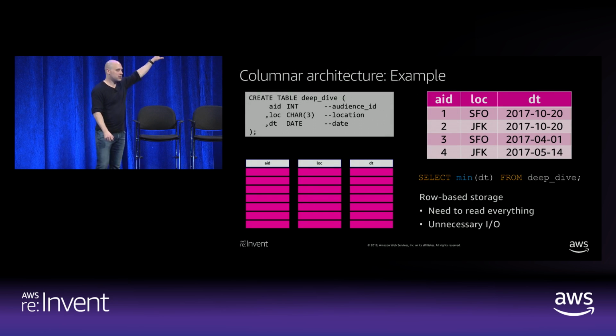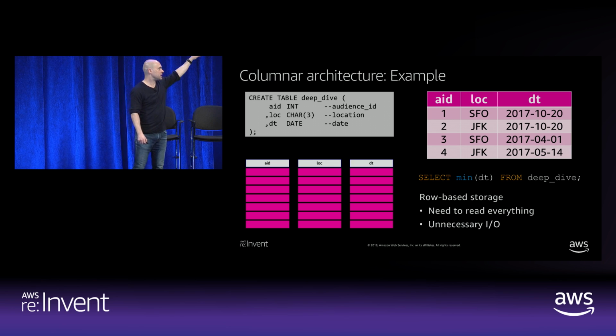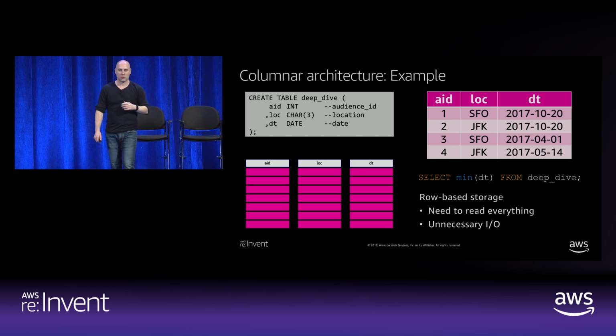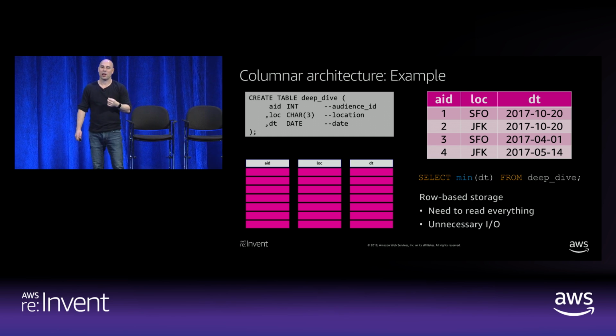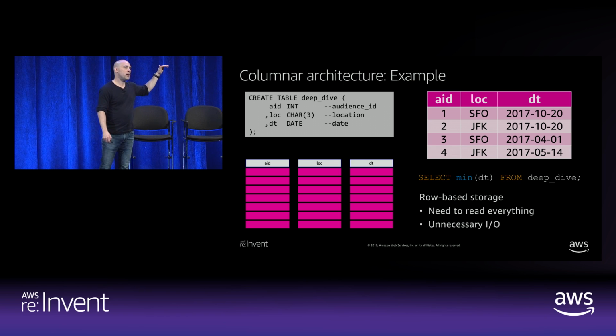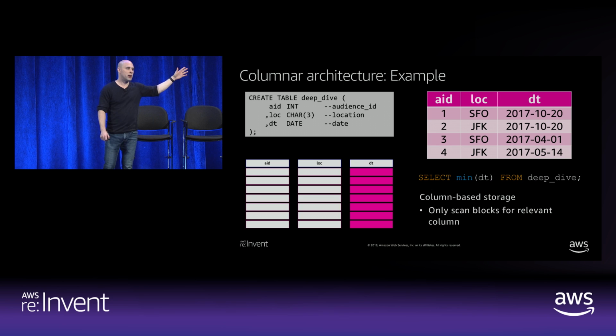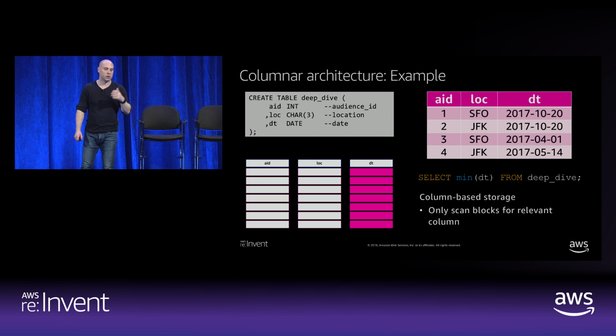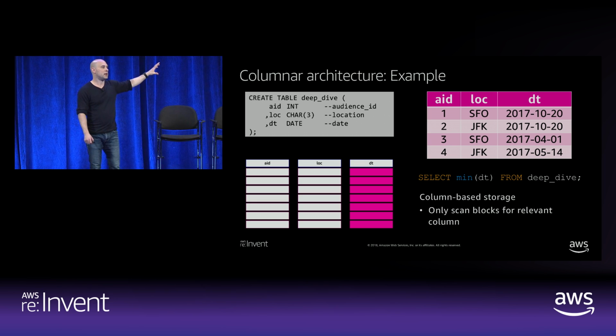Just to illustrate this, say I have this deep dive table up here, you can see the DDL for it, and I have just a handful of rows there. And I want to execute this select statement. It's a very simple query. I'm just selecting the minimum date out of this table. In a row-based database, assuming there's no index or anything like that to help you, you would end up having to read all of the data in this entire table to find that minimum date. In Redshift, because it's a columnar data warehouse, all we need to do is look at the data in that date column to find the minimum date. We don't need to touch the other columns. And that's the advantage of a columnar data warehouse for these types of queries.